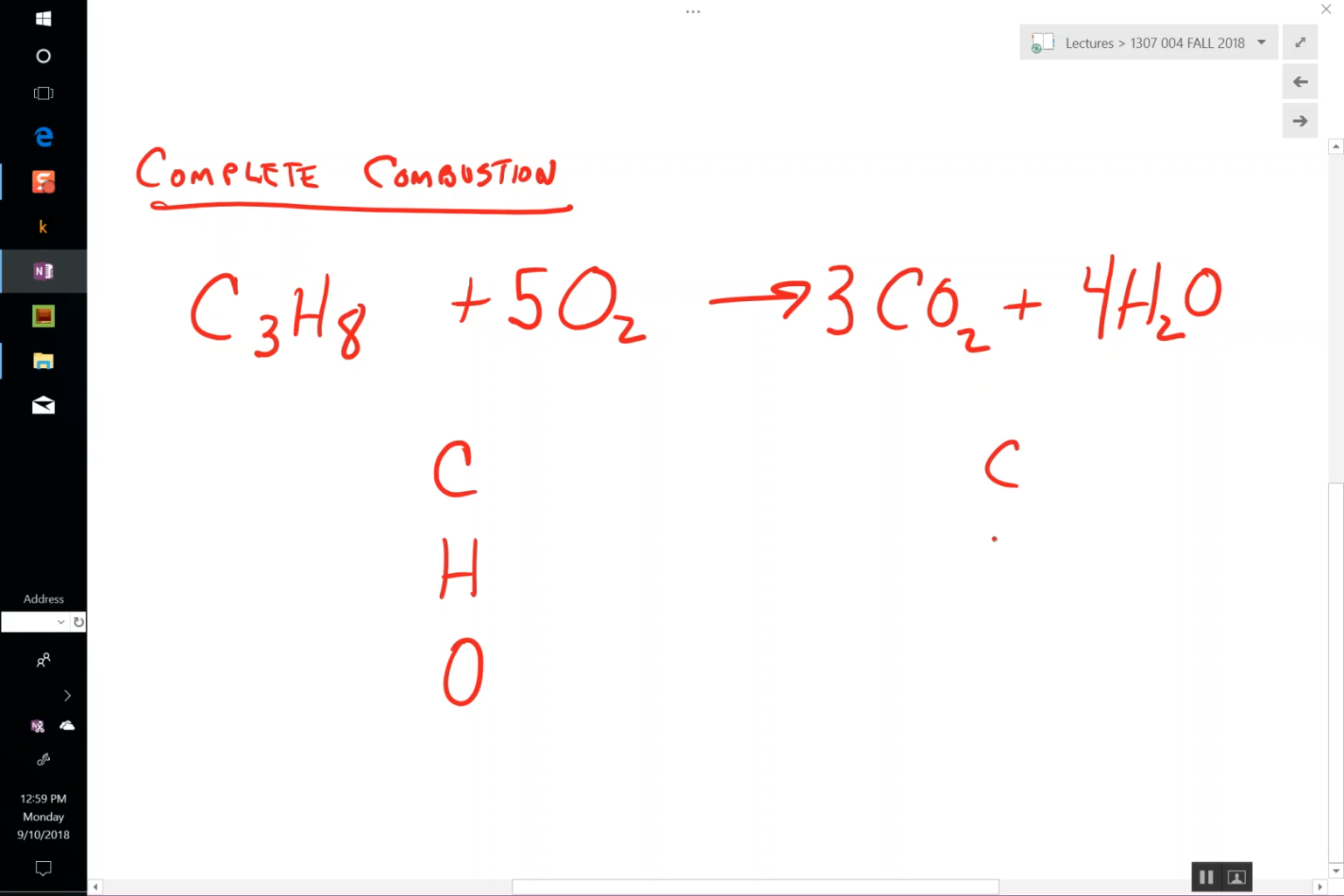And let's just do the math. We've got 3 carbons here, we've got 3 carbons there. We have 8 hydrogens here, 2 times 4 is 8 hydrogens there. 3 times 2 on the carbon dioxide gives me 6 oxygens, and 4 times 1 is 4, so 10 oxygens. 5 times 2 is 10. It's balanced. All right?